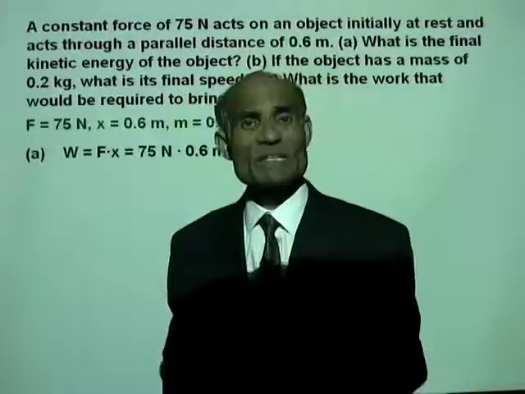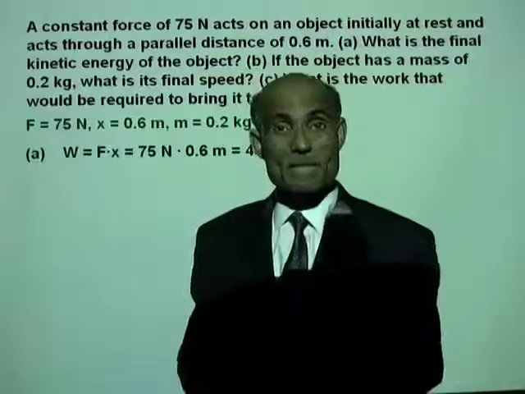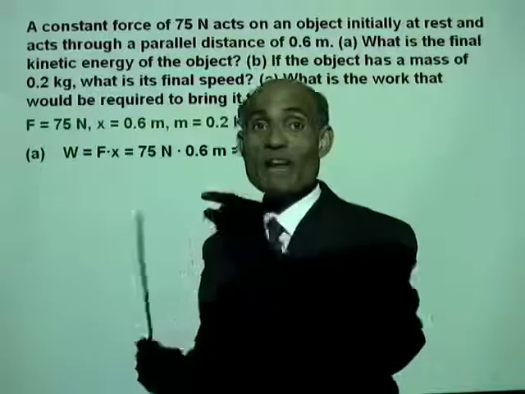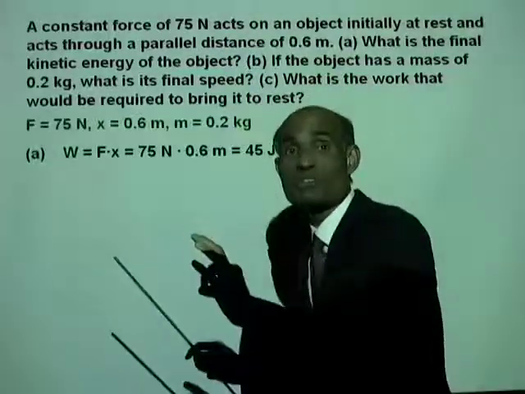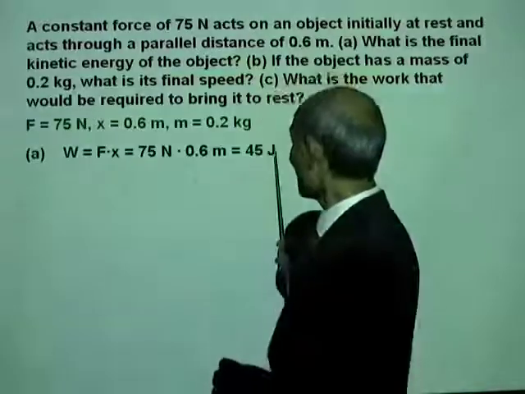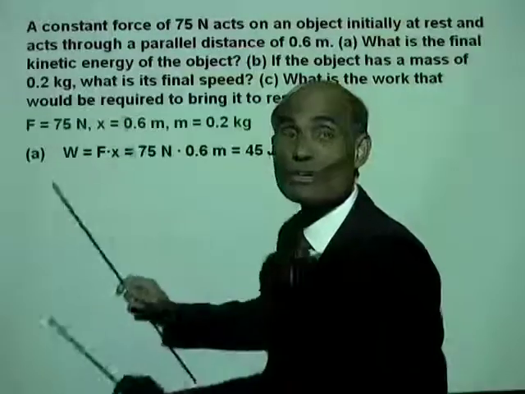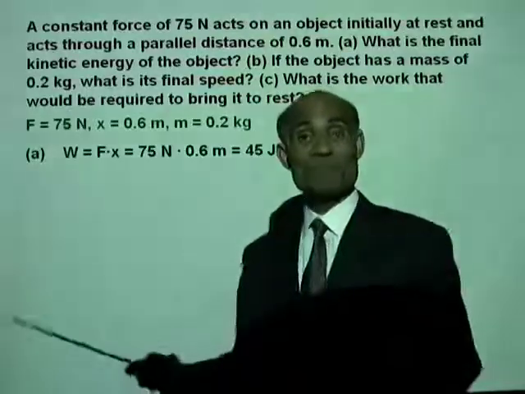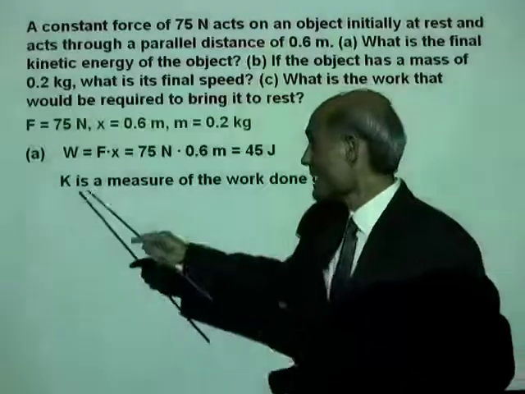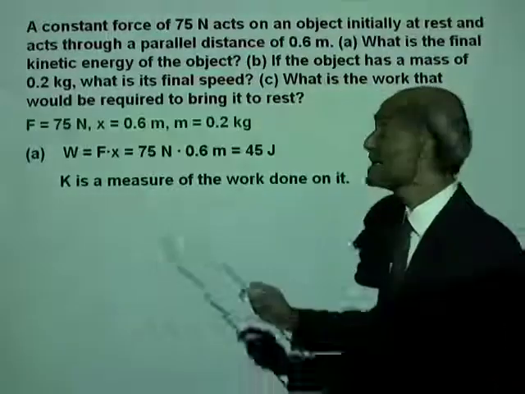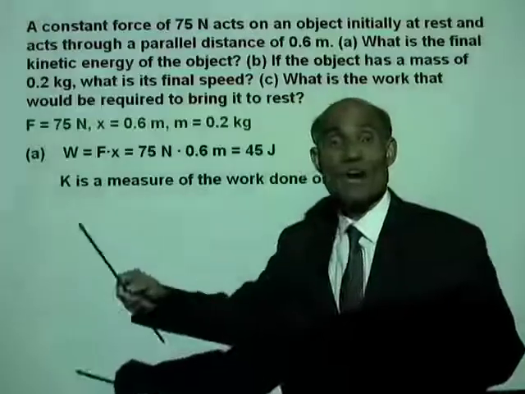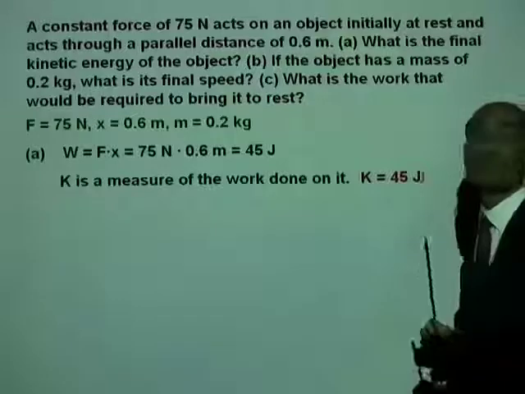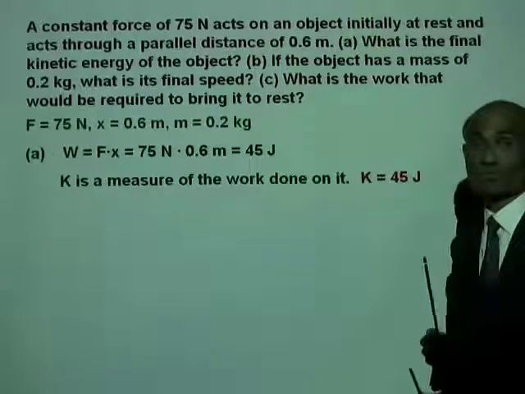What is the definition of kinetic energy? Kinetic energy is a measure of the work done to give an object a velocity v. So this is the measure of the work done on the object. So the work done on the object is a measure of its kinetic energy. K, kinetic energy, is a measure of the work done on the object. And therefore, the kinetic energy of the object is 45 joules.